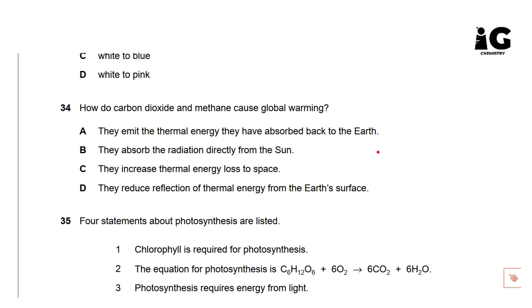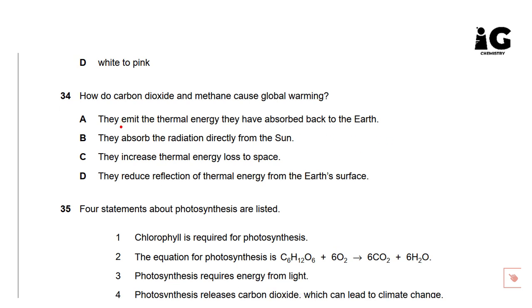34, how do carbon dioxide and methane cause global warming? So they emit the thermal energy they have absorbed back to the earth. Yeah, this is true. And here, they absorb the radiation directly from the sun. Actually, they don't absorb the radiation directly. It should meet the earth firstly and then reflect it back. So this is not correct.